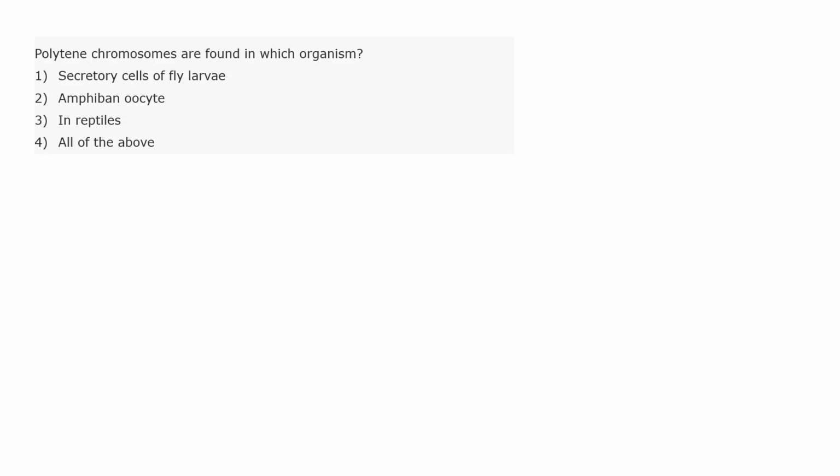Polytene chromosomes are found in which organism? Secretory cells of fly larvae, amphibian oocyte, reptiles, or all of the above? Polytene chromosomes. Okay, I'm getting option number 2. Does anyone have any other option in mind?